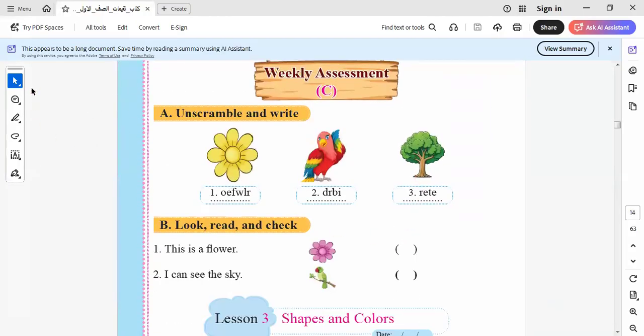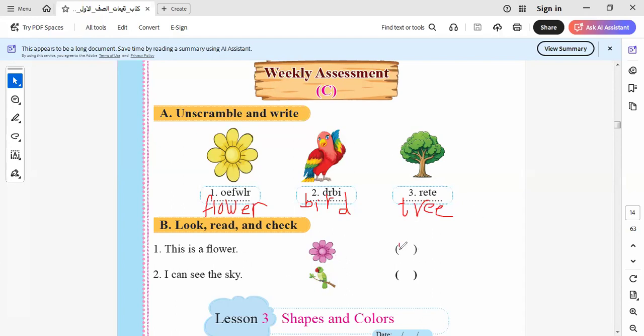Here we have, it will be here flower. So I write here flower. Here it will be here bird. Here it will be here tree. So if I keep the vocab, you can answer this very well. Here is flower, bird, and tree.